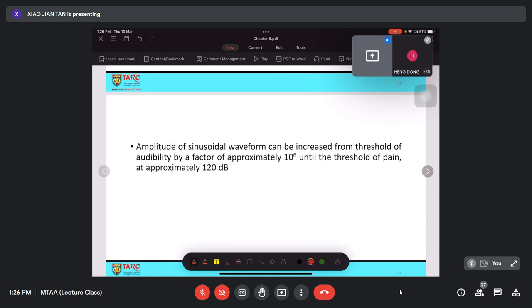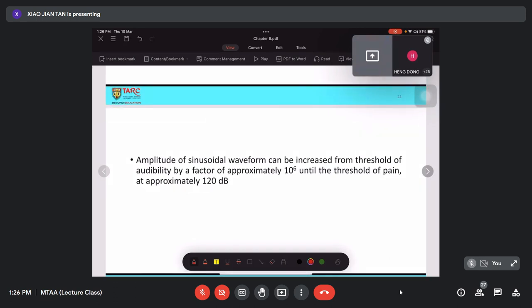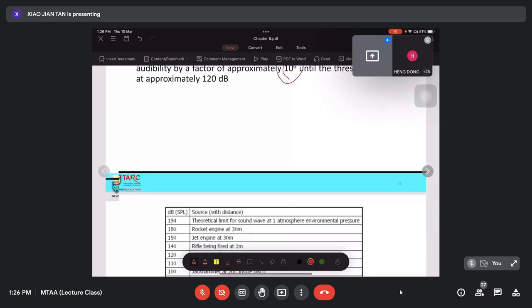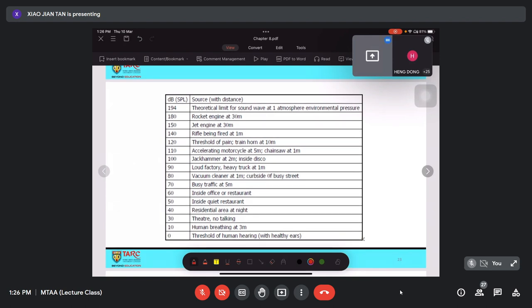The amplitude of a sinusoidal waveform can be increased from the threshold of audibility by a factor of approximately 10^6 until the threshold of pain at approximately 120 dB. So basically in sound or audio, we are actually using dB. dB is the common unit. So this would be the dB, starting from low to high.